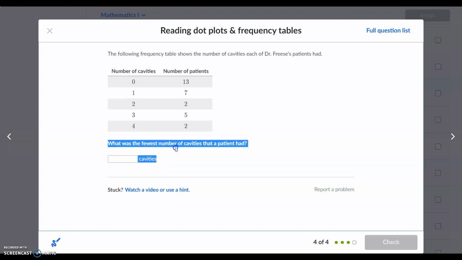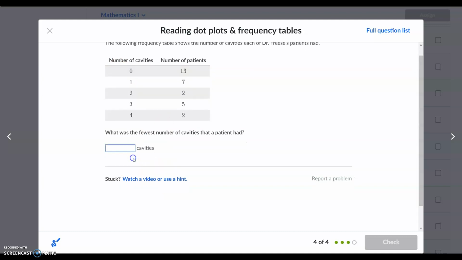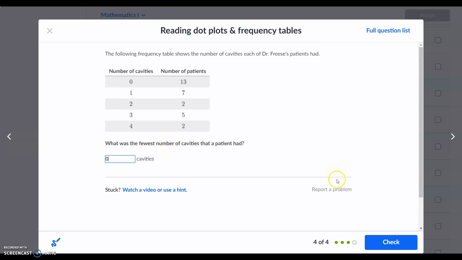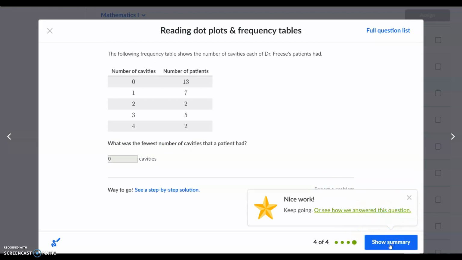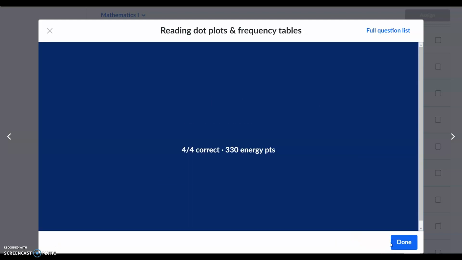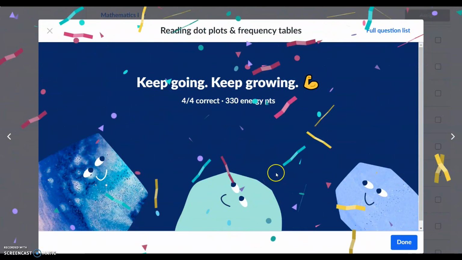All right, what's the fewest number of cavities that a patient had? So think about that. We're looking at the number of cavities, so that's this column here. And we want to know what's the fewest. That means smallest, right? Least number. So it looks like 0 cavities is going to be our answer here. So we're going to check that. Yay, good job. And my summary, of course, I got a 100, and so will you.